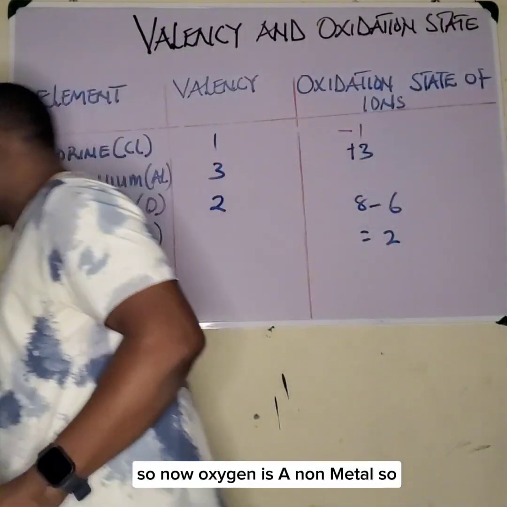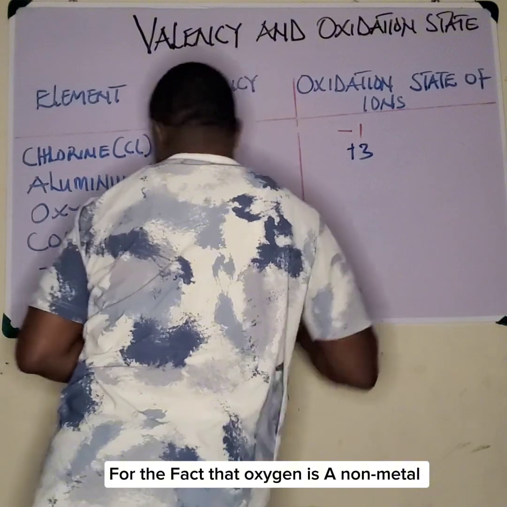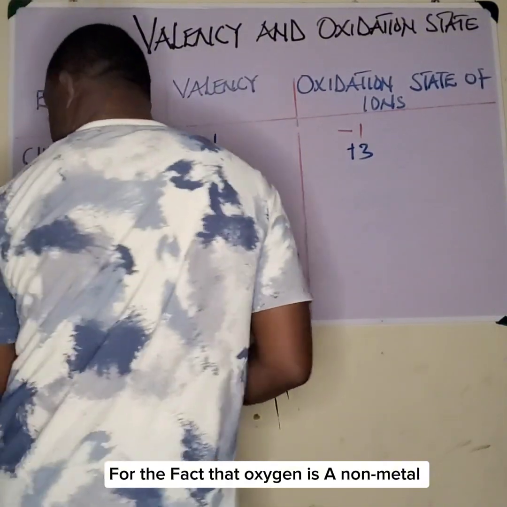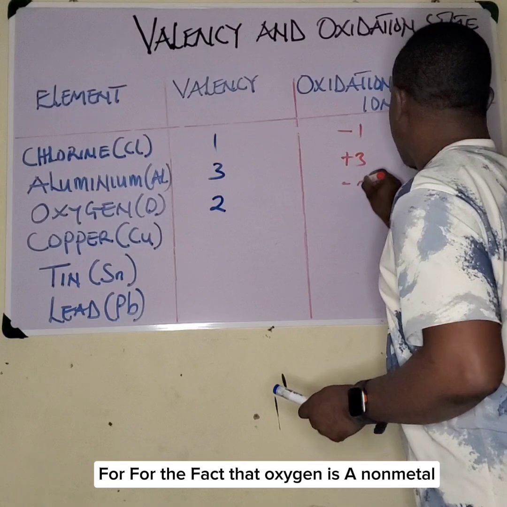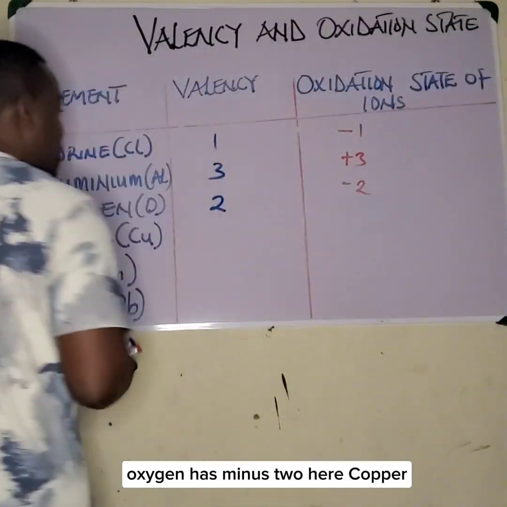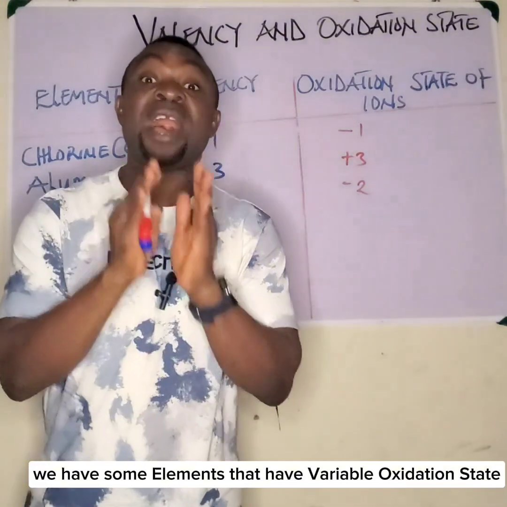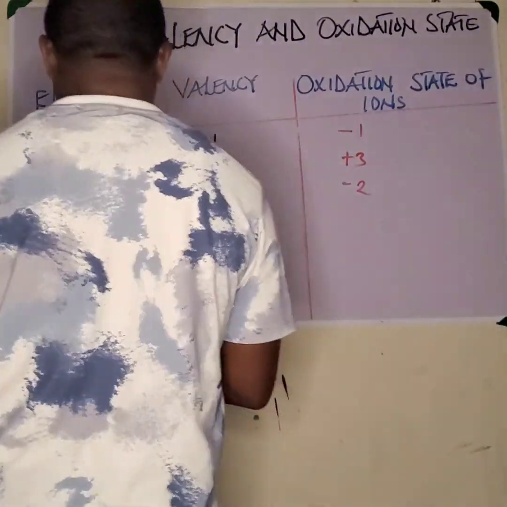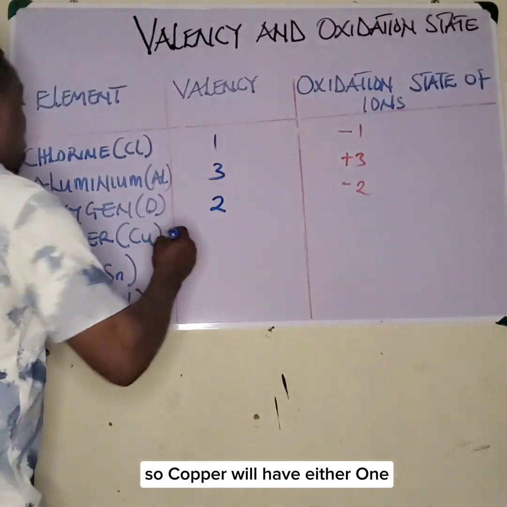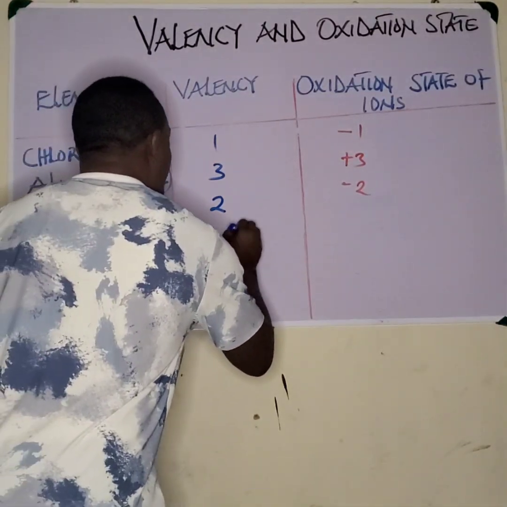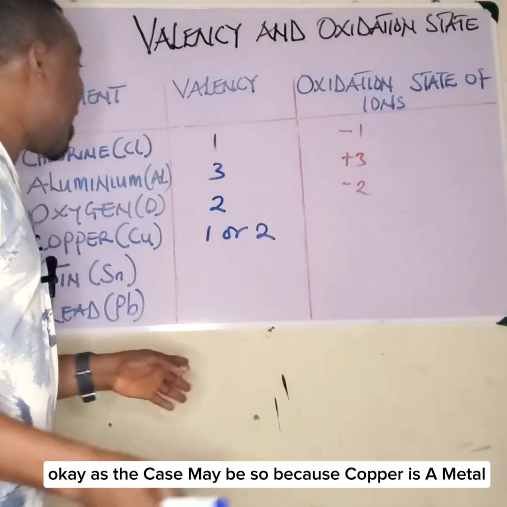So now oxygen is a non-metal. So for the fact that oxygen is a non-metal, oxygen has -2. Here, copper. We have some elements that have variable oxidation state. Here, copper has variable oxidation state. So copper will have either 1 or 2. Copper 2 or copper 1 ion, as the case may be.